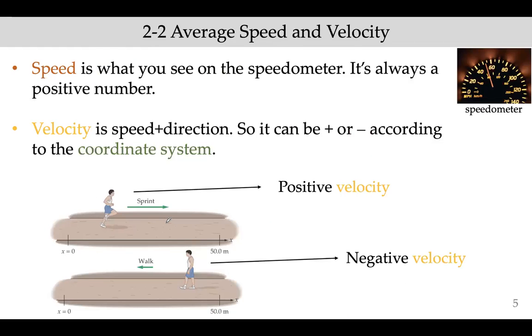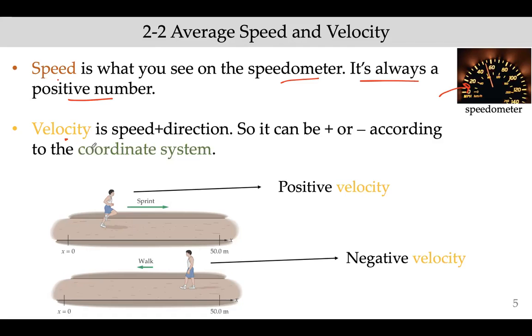Okay, let's go on with the concepts of speed and velocity. These two are sometimes used interchangeably in daily life, but in physics they have specific meanings and they mean different things. So you have to be careful. Speed is what you see on the speedometer in the car. You look at the speedometer and you see what your speed is at that moment. And it's always a positive number, right? You never see negative numbers on the speedometer.